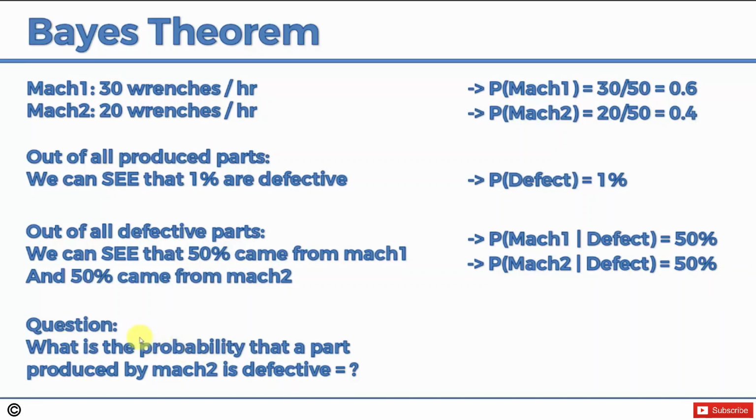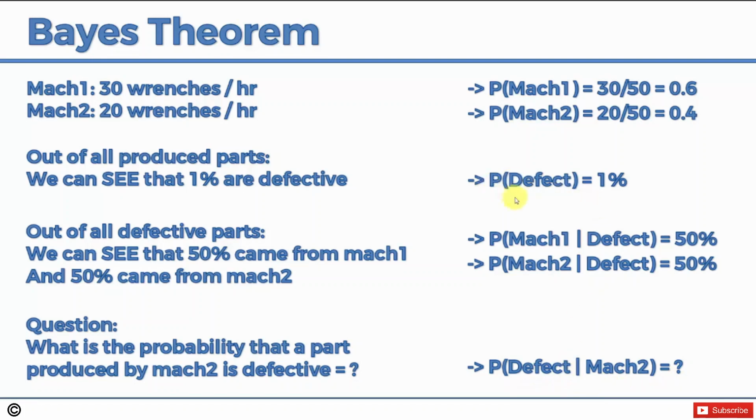And the question that we want to ask is actually a bit different, right? The question we want to ask is, what is the probability that a part produced by machine 2 is defective? Here it's kind of reverse. Here we're taking a part from machine 2, right? We're only looking at parts that are produced by machine 2. What is the probability of a random part taken out of machine 2 to be defective? How do we write that in mathematical terms? It's written this way: probability of a defective part given that it came from machine 2.